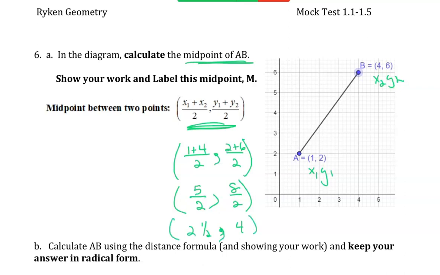They say, show your work, which I just did, label this midpoint M. So I'm going to go across from 4, because that's the y value. I hit the line here. Does that look like 2.5 to you? Yes. So that is indeed my midpoint, and I can label it with the coordinate pair I just found. Okay, so that's finding the midpoint.